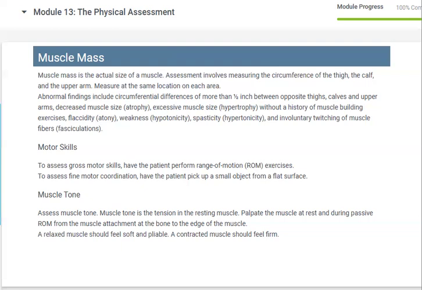Muscle tone. Assess muscle tone. Muscle tone is the tension in the resting muscle. Palpate the muscle at rest and during passive ROM from the muscle attachment at the bone to the edge of the muscle. A relaxed muscle should feel soft and pliable. A contracted muscle should feel firm.